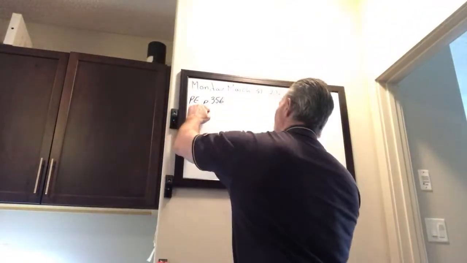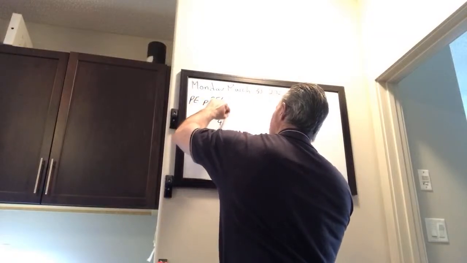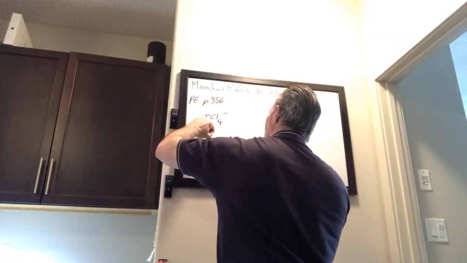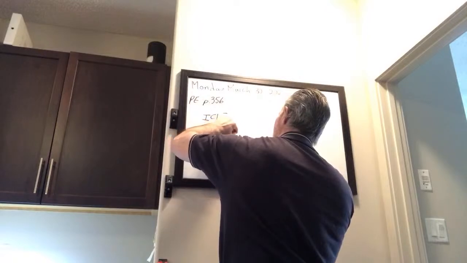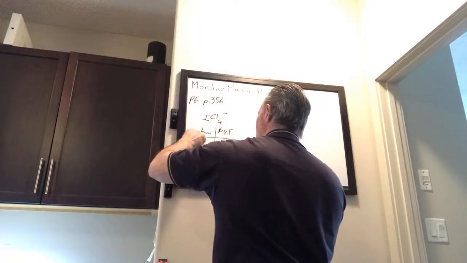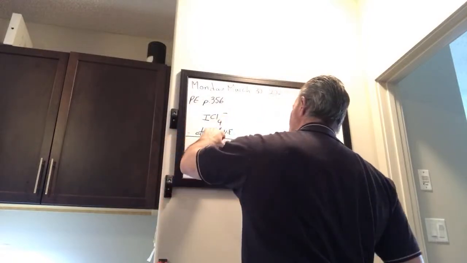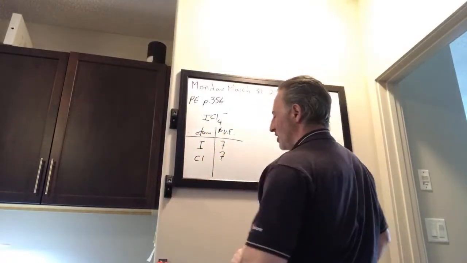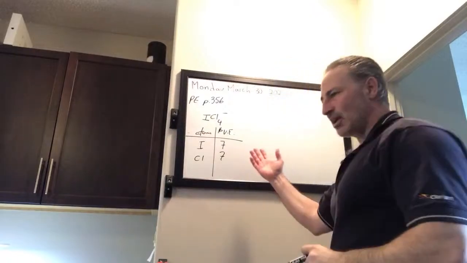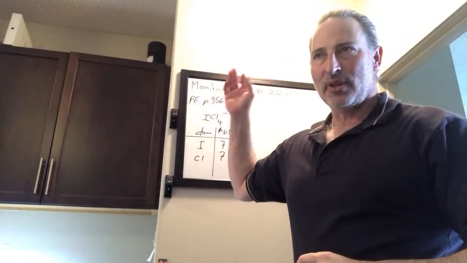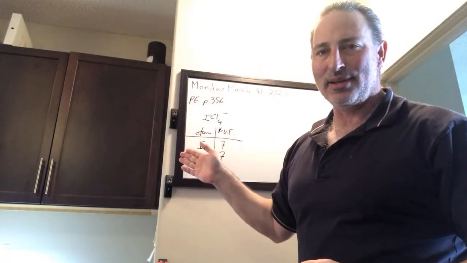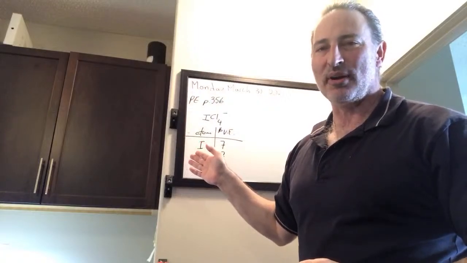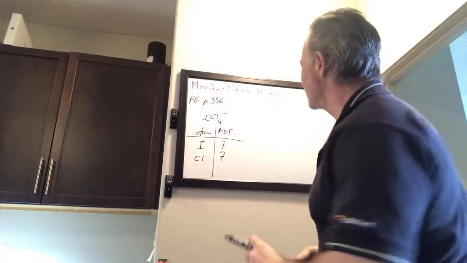So ICl4 minus. Here's iodine, here's chlorine. Iodine likes to have 7 electrons. Chlorine also likes to have 7 electrons in its valence shell. How do I know this, by the way? Look on your periodic table. The group that the atom is in will tell you the number of valence electrons that it likes to have.